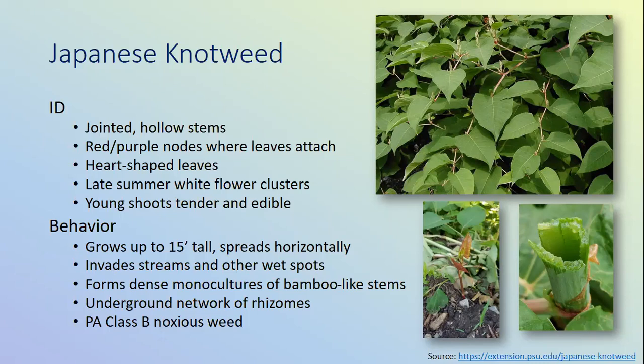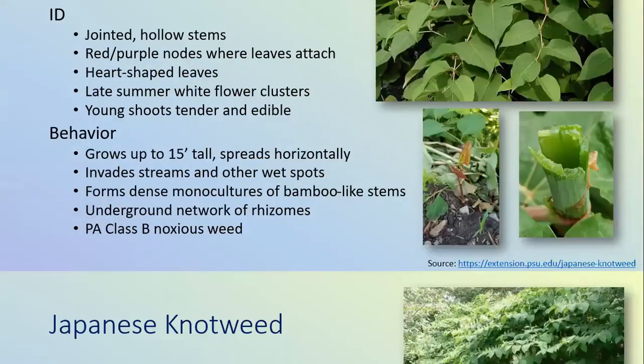And of course, I mentioned they have this underground network of rhizomes as opposed to any root system, and they are a Class B noxious weed in the state of Pennsylvania. These guys, interestingly, were also introduced in the late 1800s from East Asia as an ornamental shrub, and they were actually put along stream banks for erosion control, and it's ironic because they actually significantly increase erosion in the end.